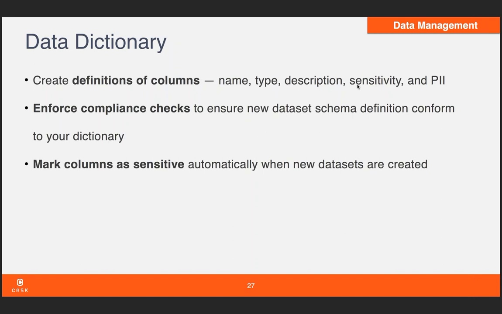So you also will have the ability to mark columns as sensitive automatically when new data sets are created. When you're specifying the name for the column, you'll be able to see what the column is used for, the description for it, and be able to identify all other information. But columns will automatically be marked when it is sensitive.